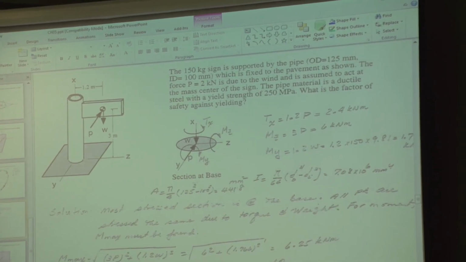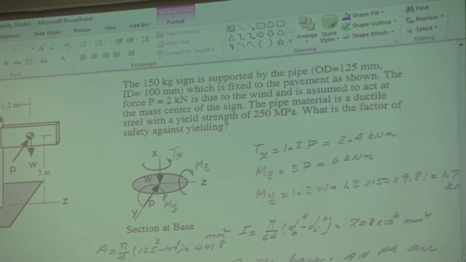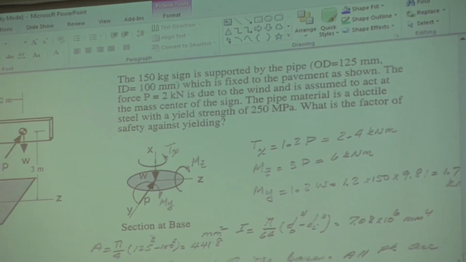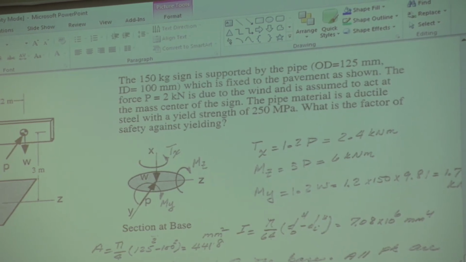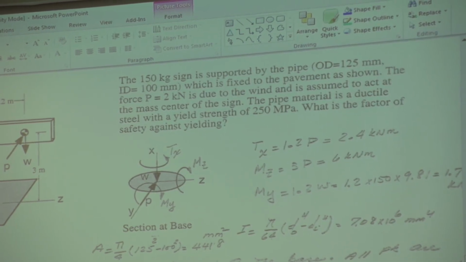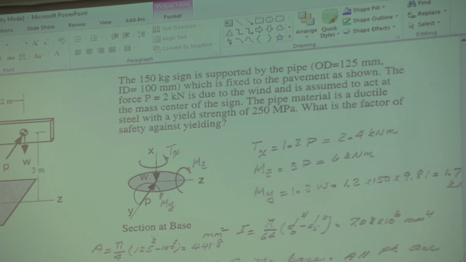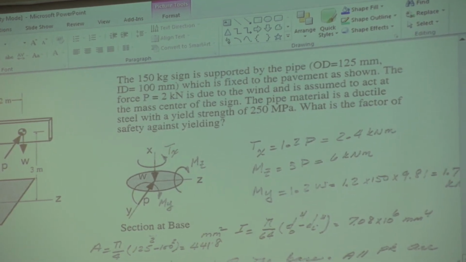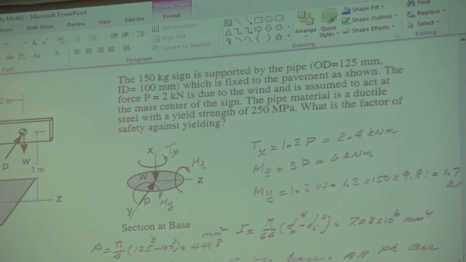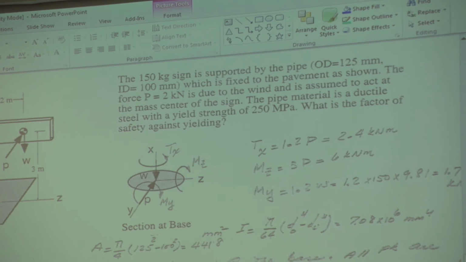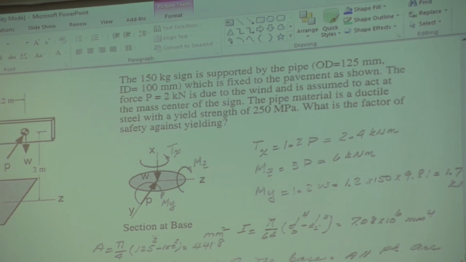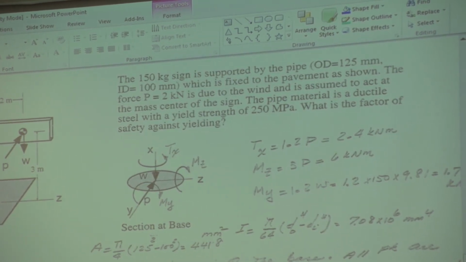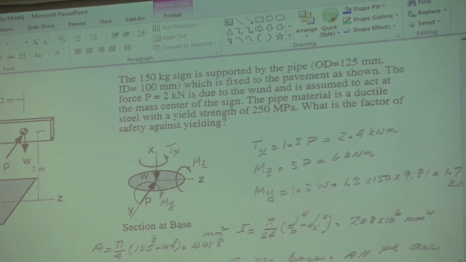It says the 150 kilogram sign is supported by a pipe, OD 125 millimeters, ID 100 millimeters, which is fixed to the pavement as shown. The force P equal to 2 kilonewtons is due to wind and is assumed to act at the mass center of the sign. The pipe material is a ductile steel with a yield strength of 250 MPa. What is the factor of safety against yielding?